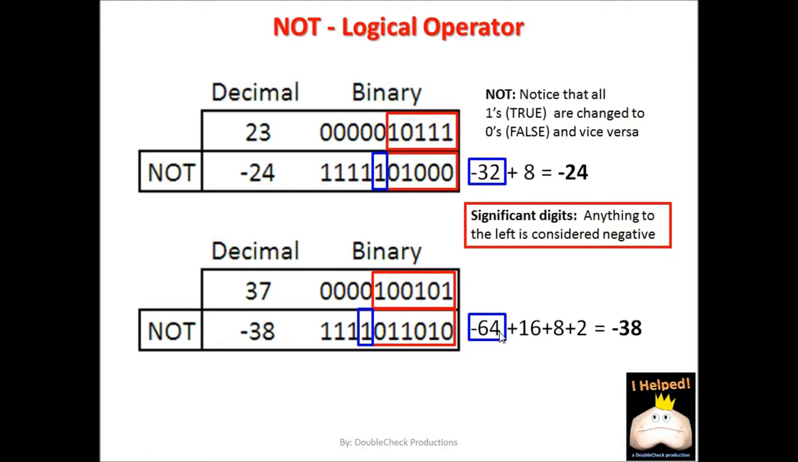Just like any other logical operator, we convert our decimal value to a binary value, and we operate digit by digit, starting from the right, moving to the left. We see that with the NOT logical operator, each of our binary values is switched. We add one additional significant digit, which we make negative, and then we start adding all of the other digits to it.